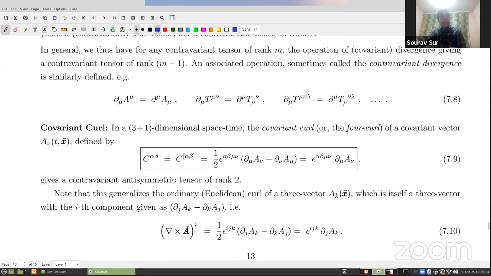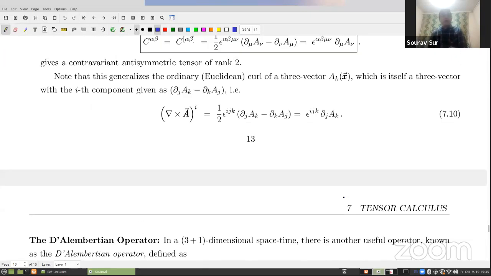For example, the curl of A, some vector in 3-dimensional Euclidean space, we write that in the index notation as epsilon ijk del j ak minus del k aj. You can simply see this is the curl of A. Let's say the first component, that is the x component of the curl of A. This you have to write as epsilon 1jk, then this thing del j ak minus del k aj.